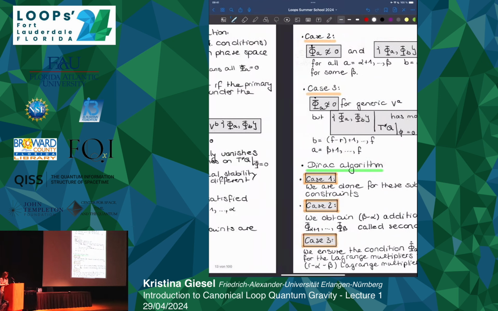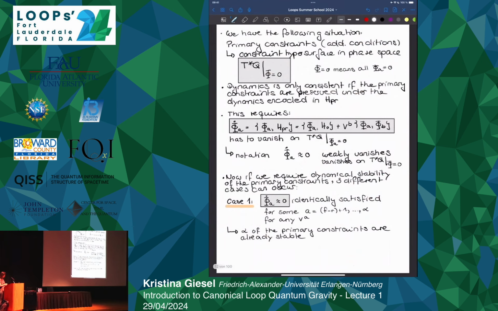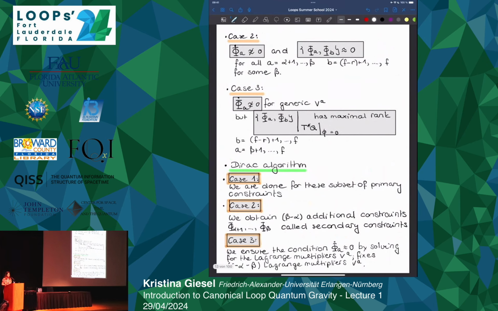So for case 1, they were already stable, so nothing needs to be done. It's a consistent primary constraint. For case 2, we get something which is non-vanishing on the constraint hypersurface. So we have an additional constraint that we have to add to the system, and this needs to be done for each constraint which shows up in case 2.